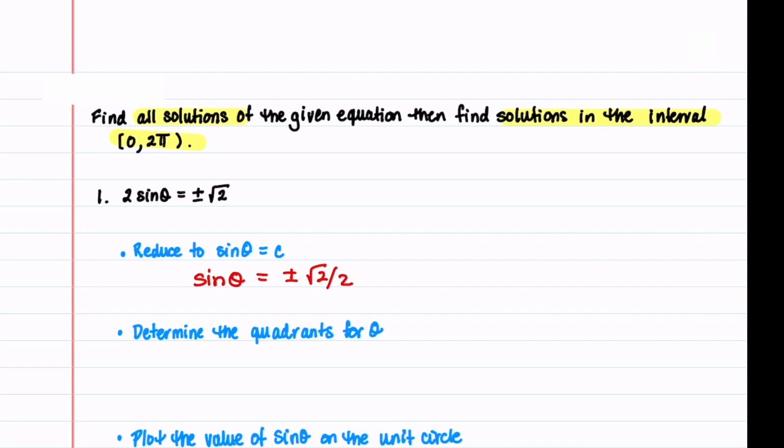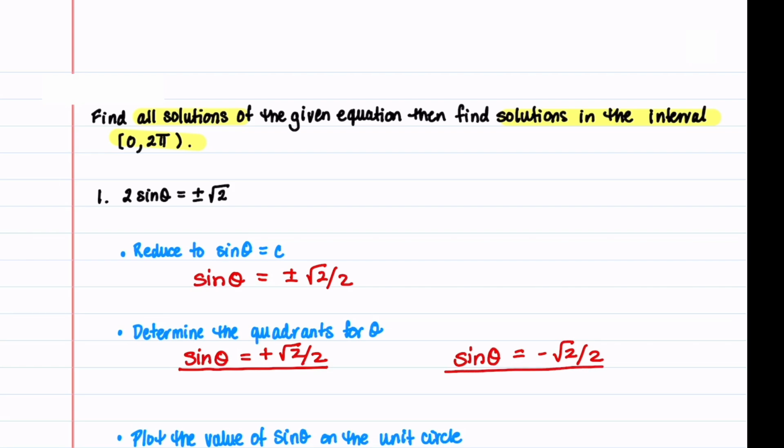Let's now find the quadrants for our solution theta. Let's divide up our equation into the positive equation and the negative equation. So we have sine theta is equal to positive root 2 over 2. And then we have sine theta is equal to negative root 2 over 2.